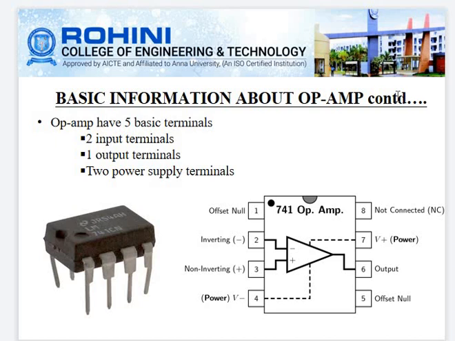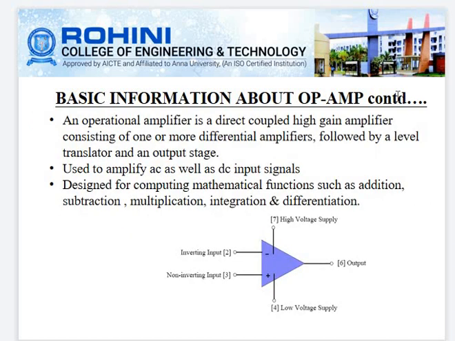Op-amps have 5 basic terminals: 2 input terminals, 1 output terminal and 2 power supply terminals. The pin configuration of the op-amp is shown in the figure. It is an 8-pin IC, and pin number 1 and pin number 5 are offset null. Pin number 2 is the inverting input and pin number 3 is the non-inverting input. Pin number 4 is the negative power supply. Pin number 6 is the output. Pin number 7 is the positive power supply. Pin number 8 is no connection.